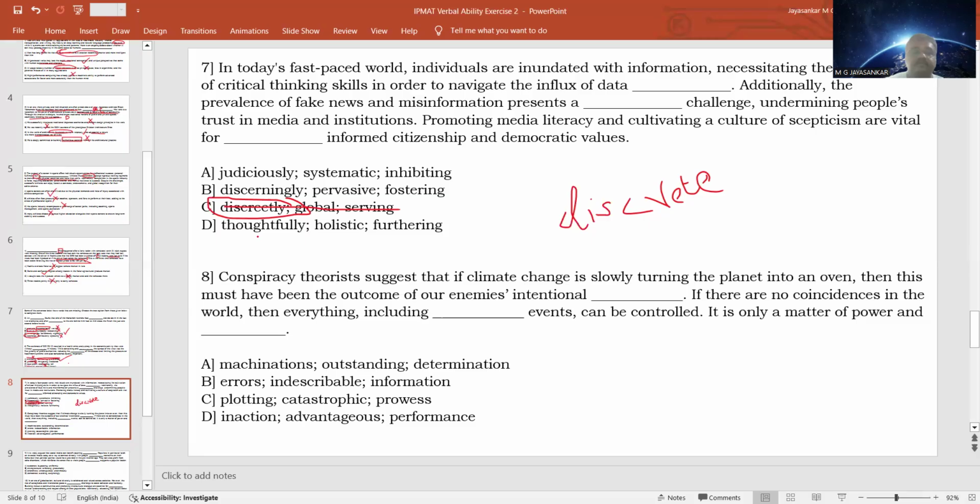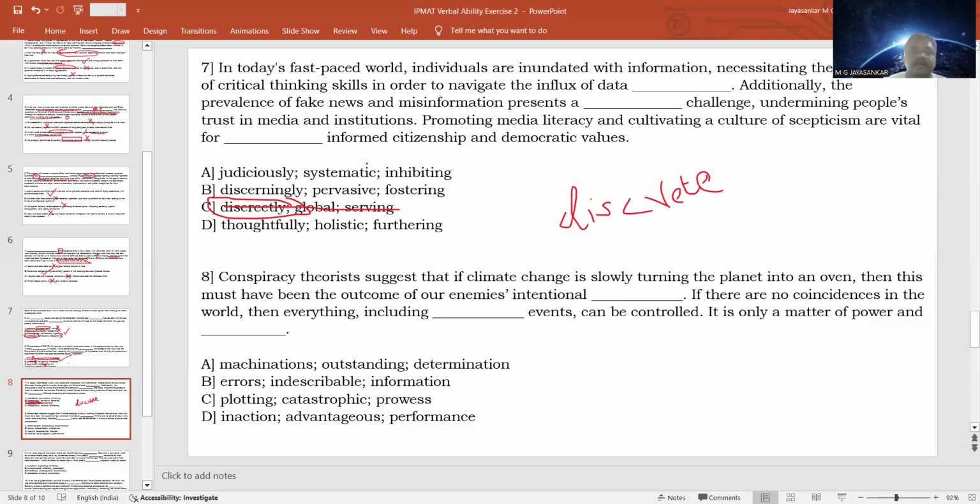So thoughtfully, yes, influx of data thoughtfully. Thoughtfully means using your thinking ability. That also is correct, so keep it in your mind. So judiciously, discerningly, thoughtfully, A, B, and D are likely answers. Additionally, the prevalence of fake news and misinformation presents a dash challenge.